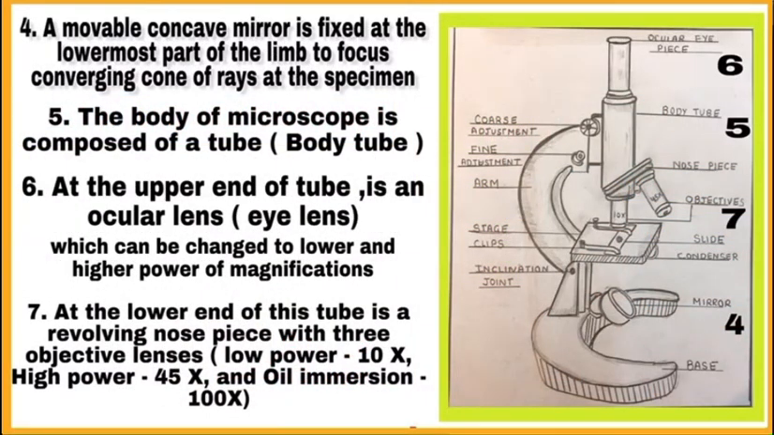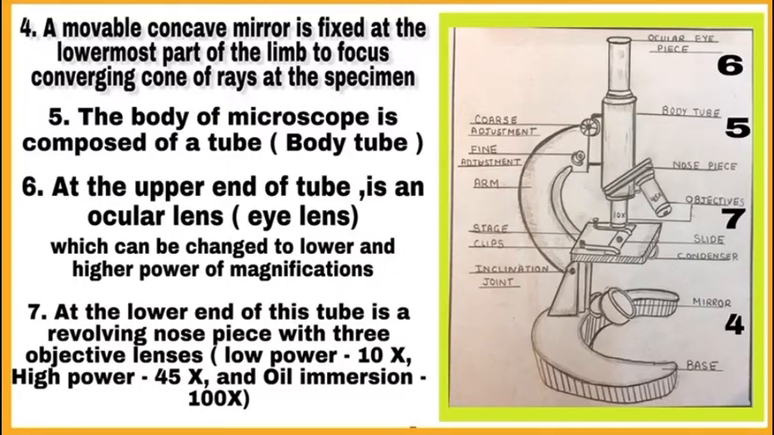Now see the diagram and note points number 4, 5, 6 and 7. Fourth point, it is a movable concave mirror fixed at the lowermost part of the limb. This mirror helps to focus a converging cone of rays at the specimen. Come to the fifth point. At the fifth point, the body tube is shown.